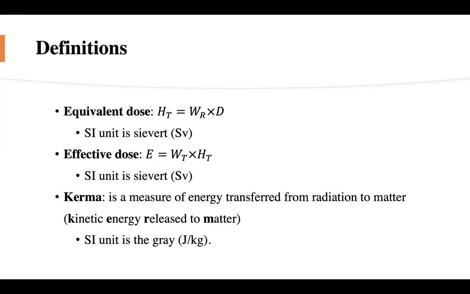So that's why we also need a weighting factor for the tissue or the organ. We use the weighting factor times the equivalent dose, and we produce another quantity, the effective dose, which is the useful unit to estimate the biological effect. So effective dose is more accurate than absorbed dose. Of course, absorbed dose will give you an indication, okay?